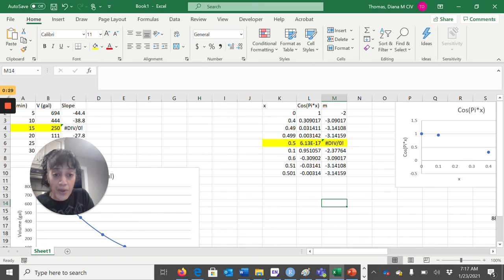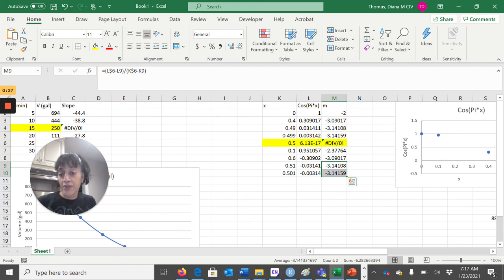But you can see the closer I get, it looks like it's converging to pi. I'm using the word converging. We're going to use that in class. So my guess is that the slope is pi.